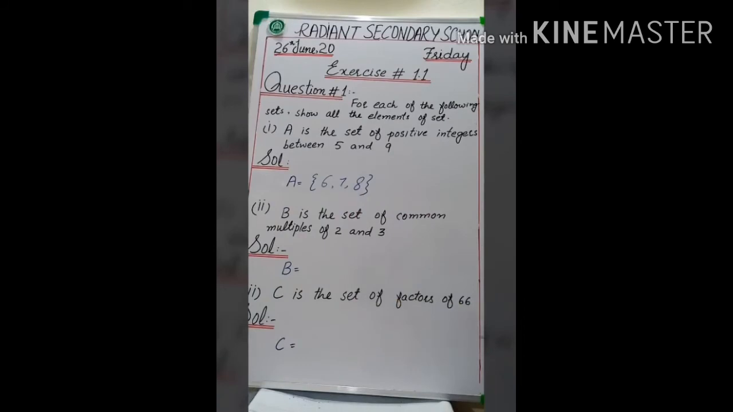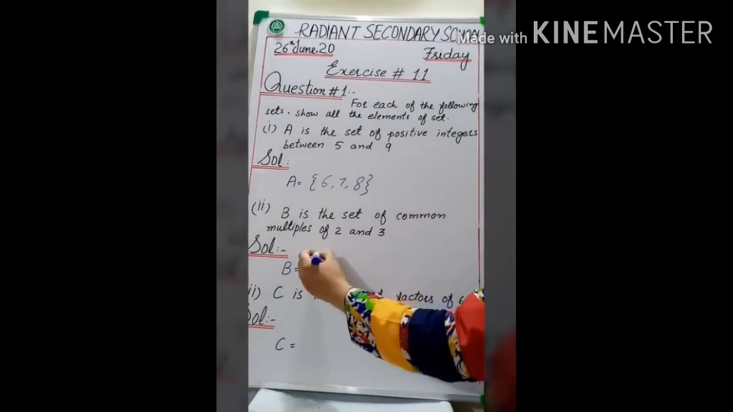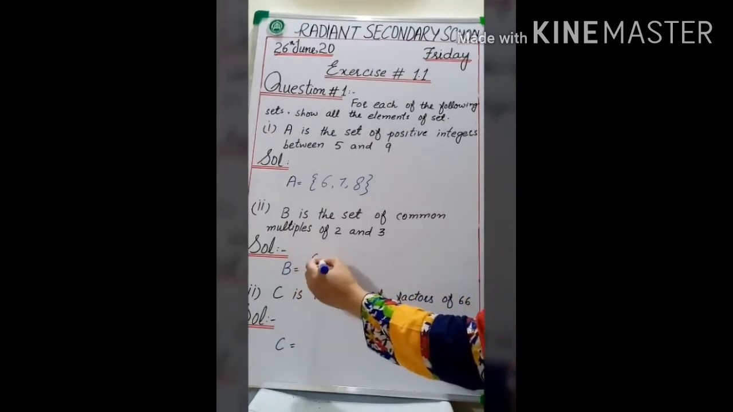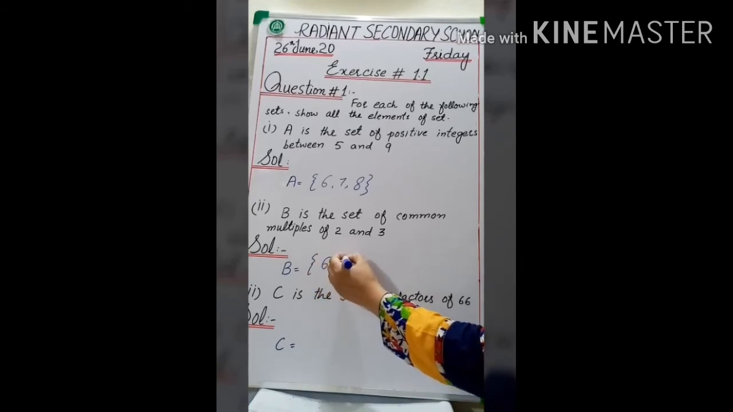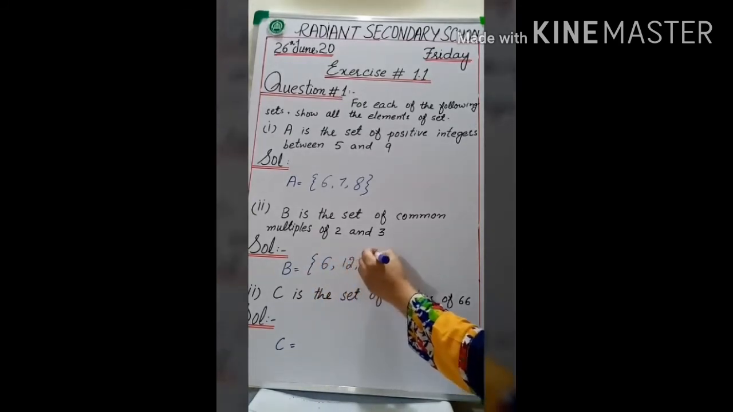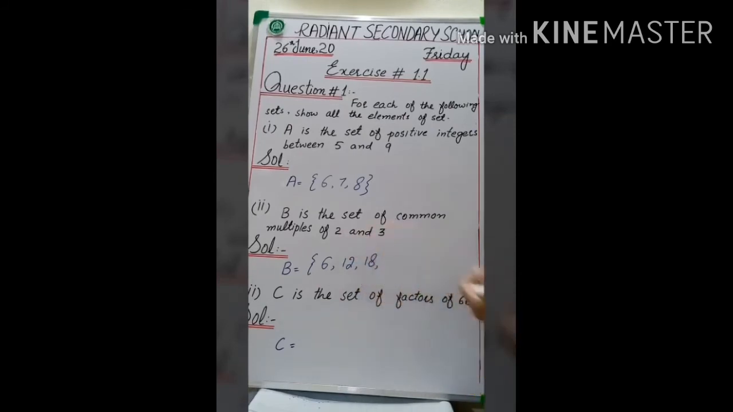The second part is: set B is the set of common multiples of 2 and 3. You know very well what multiples are. Multiples are simply the table of 2 and 3. Common means the same multiples of 2 and 3. So the first common multiple of 2 and 3 is 6, then 12, then 18, and because the multiples are infinite, common multiples will also be infinite. So here you will put the dots and they will show that the common multiples are infinite.